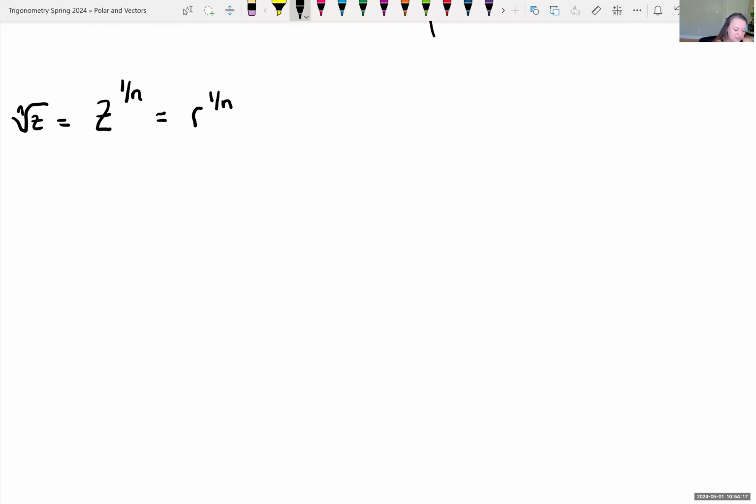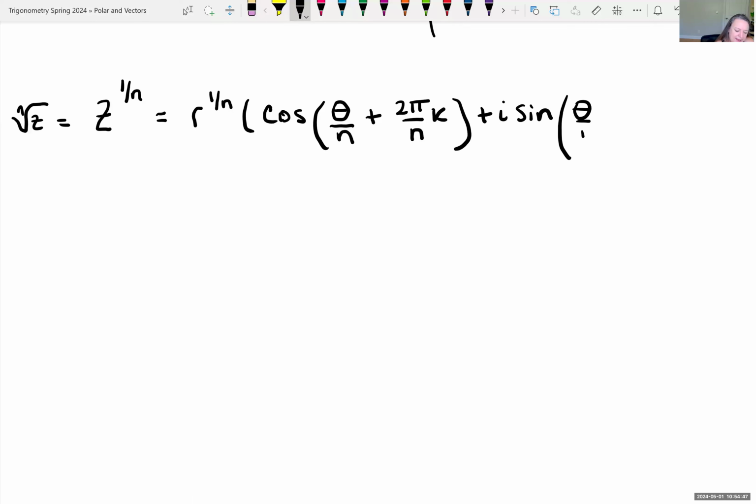But when we're multiplying, when we do the cis, we have to take our theta. We would have multiplied it by n, our exponent before, but multiplied by 1/n, we get this. Though we have to think about this 2 pi divided by n times k: cosine of theta divided by n plus 2 pi over n times k, plus i sine of theta divided by n plus 2 pi over n times k, where k is an integer.